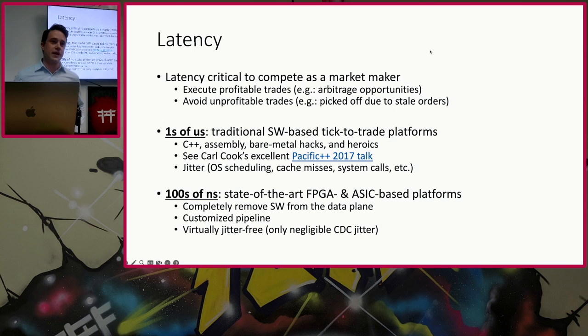Of course, everybody talks about latency. Why is latency so important? Why do we care? If you want to be competitive as a market maker, you have to be fast. You have to be really fast. That sort of boils down to two things.